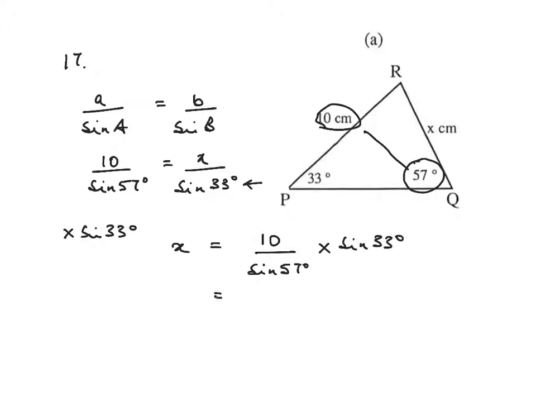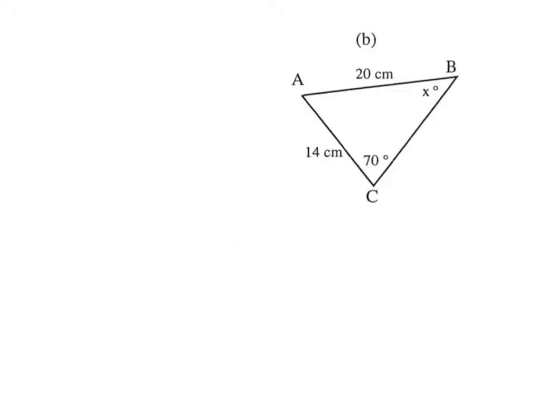And that gives 6.494 centimetres, and I can round that to 6.49 centimetres. So here we have a side angle pairing again, so we can make use of the sine rule.